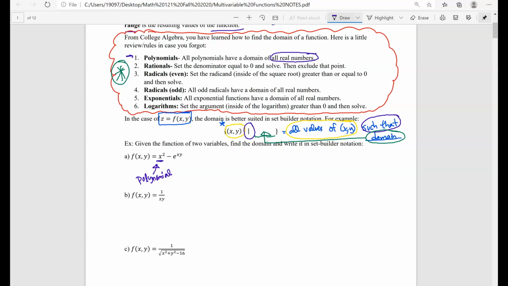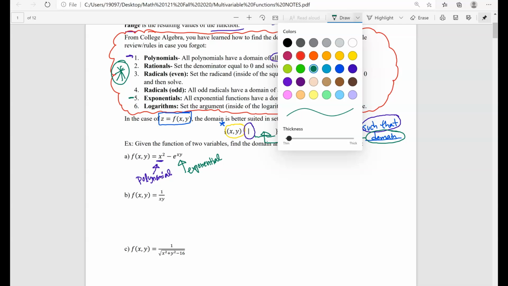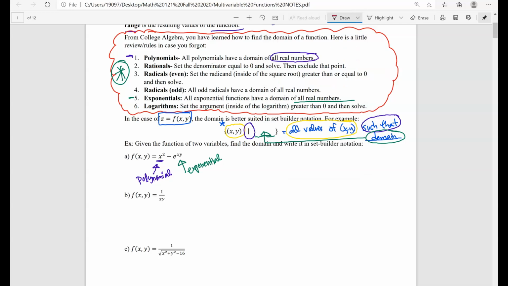Now the other thing that we have is an exponential. If we look at exponentials right here, we can see that all exponential functions have a domain of all real numbers. So all we really have is all real numbers and all real numbers. That means the domain in this case is going to be all real numbers. So what you can write is just all real numbers.